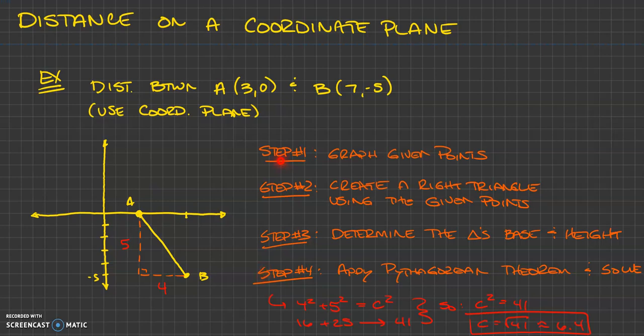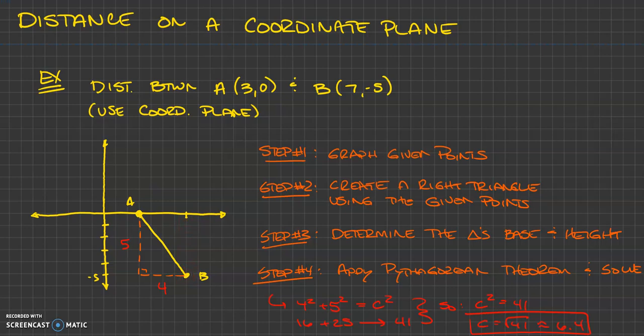The very first thing you want to do is graph the given points. Here are my given points, and I simply want to correctly locate them on the graph. So this is at 1, 2, 3. And that is point A, 3 in the x, and 0 on the y-axis, right there at 0. And point B is located at 7 on the x-axis and -5 on the y-axis.